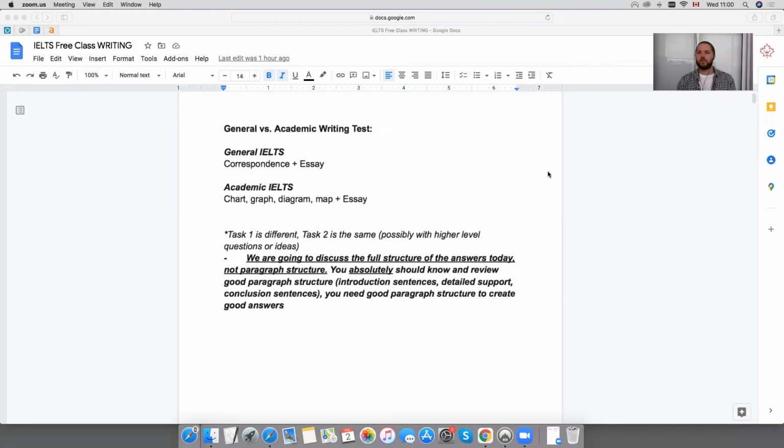Okay, so we're going to continue our IELTS conversation today by talking about the writing test for both general and academic. For the most part, these two tests are pretty similar in the writing, but there is one thing that we need to think about before we talk about the test itself.